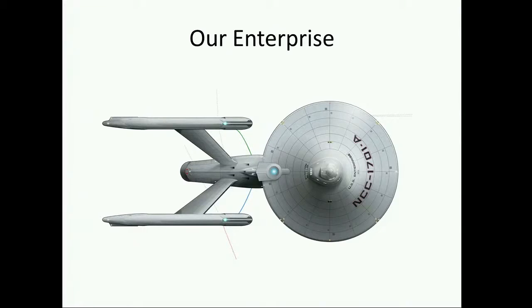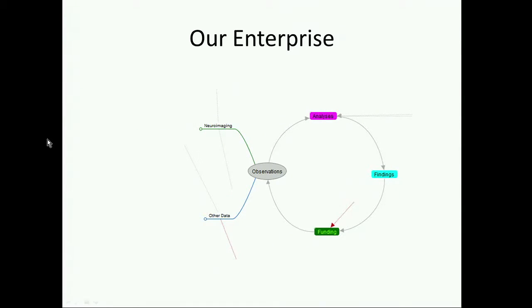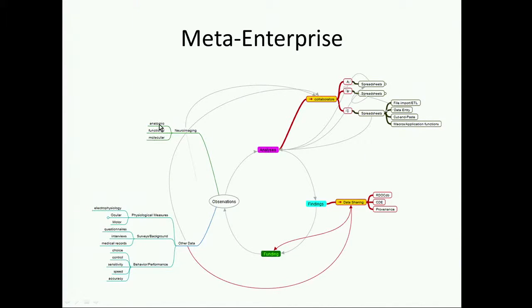Our enterprise is sort of a starship-shaped kind of thing. We make our observations, we try to do some analyses, we get some findings. The funding comes in as a result of that and lets us do some more observations. We concentrate on our neuroimaging. It seems like that's the mass of what we're doing, but in fact we're collecting physiology, surveys, backgrounds, behavioral tasks, and each of these generates into the thousands of variables for most of us.